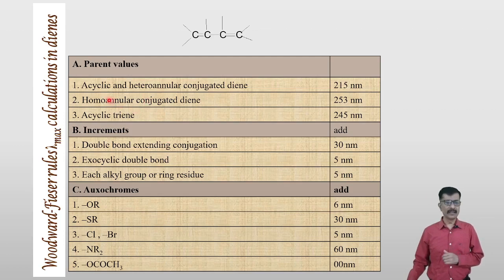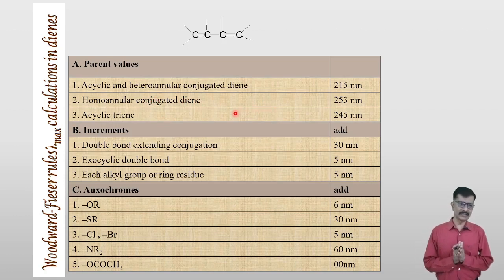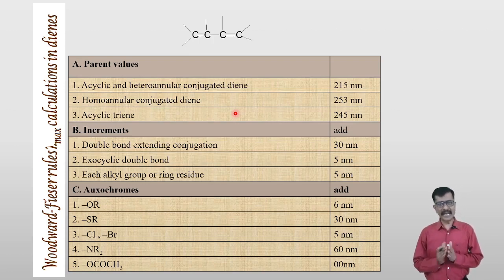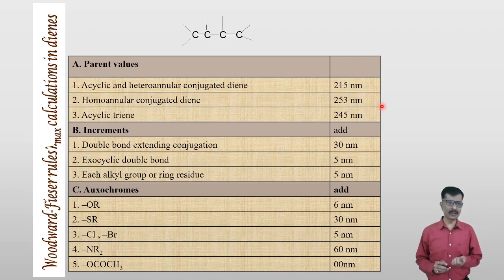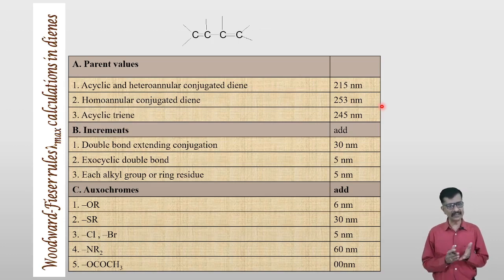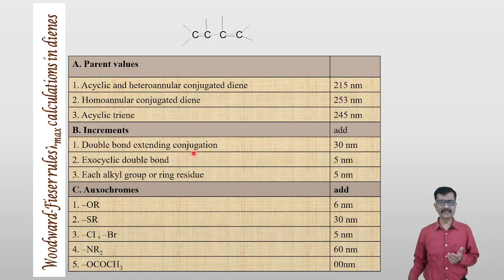Secondly, homoannular conjugated diene. In this, two double bonds which are in conjugation, both are in the same ring system. In that case, you have to take 253 nanometers as a parent value. Then acyclic triene. Triene means three double bonds in conjugation, and it's an acyclic system, means it's a non-cyclic or straight chain system. In that case, the parent value given is 245 nanometers.